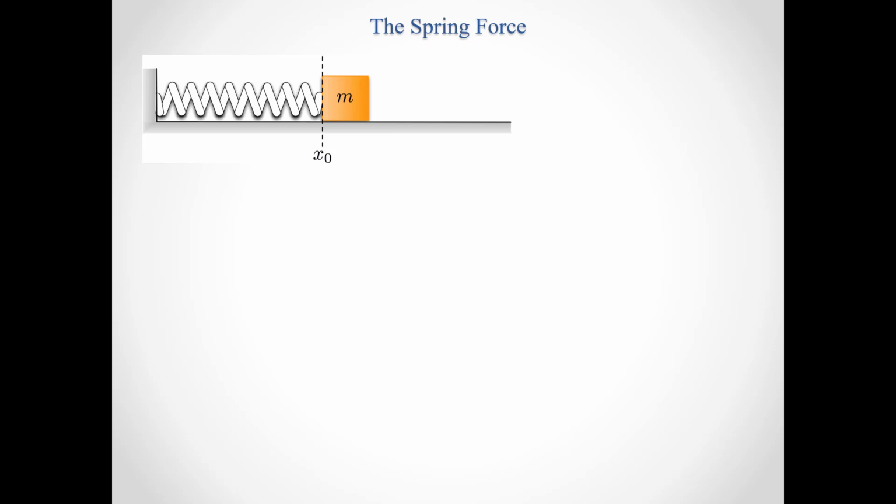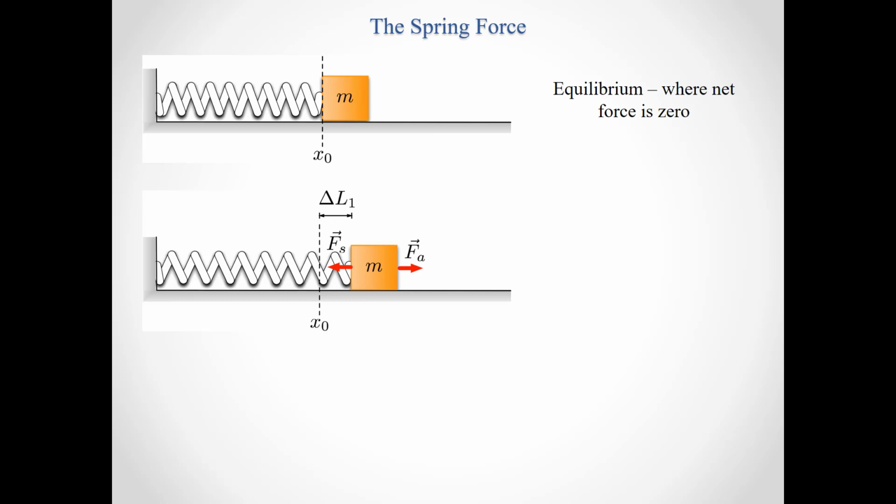When the system comes to rest, the mass will be at equilibrium, denoted here by x0. Equilibrium is the point where the net force acting on the mass is zero. For a horizontal spring and mass system, the equilibrium point is the point where the spring is not stretched or compressed. As I begin to pull the mass away from equilibrium, the spring will begin to exert a force on the mass that pulls it back towards equilibrium.